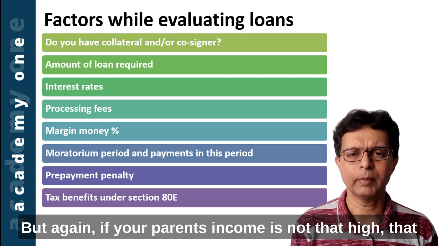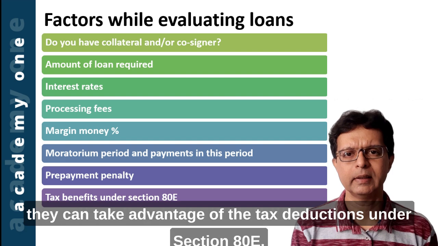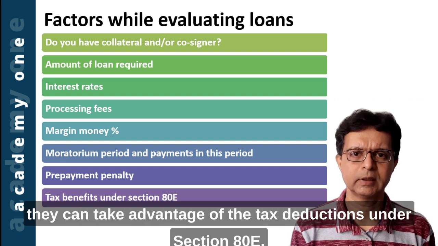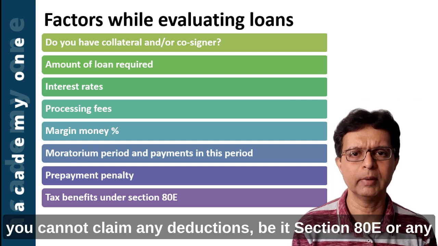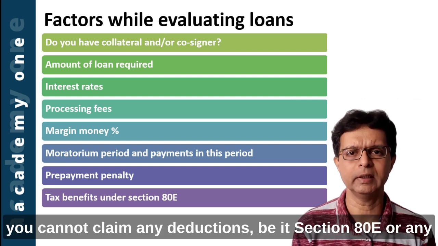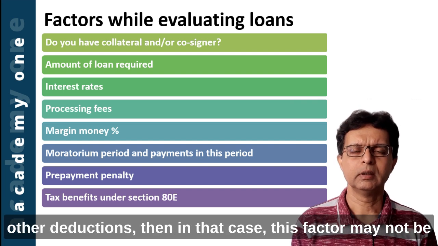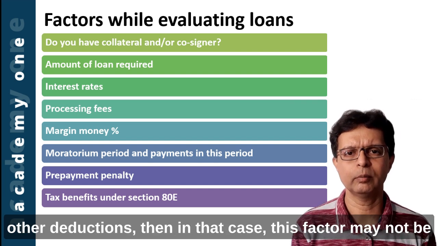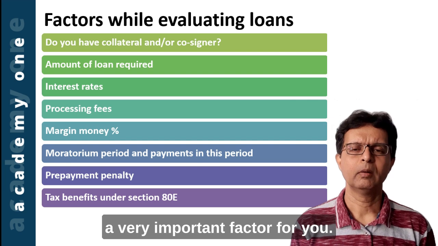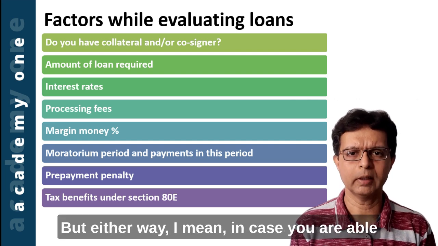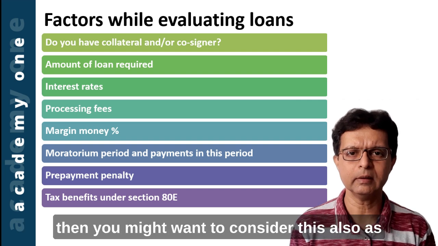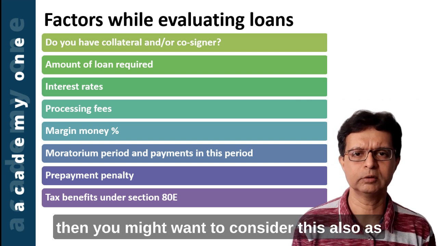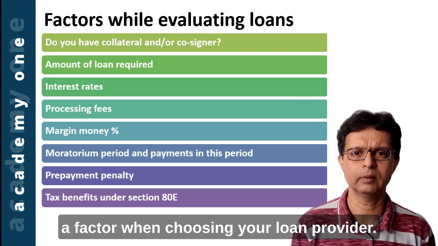But again, if your parents' income is not that high that they can take advantage of the tax deductions under Section 80E, or if they have opted for the new tax regime under which you cannot claim any deductions, be it Section 80E or any other deductions, then in that case, this may not be a very important factor for you. But either way, in case you are able to take advantage of the tax savings under Section 80E, then you might want to consider this also as a factor when choosing your loan provider.